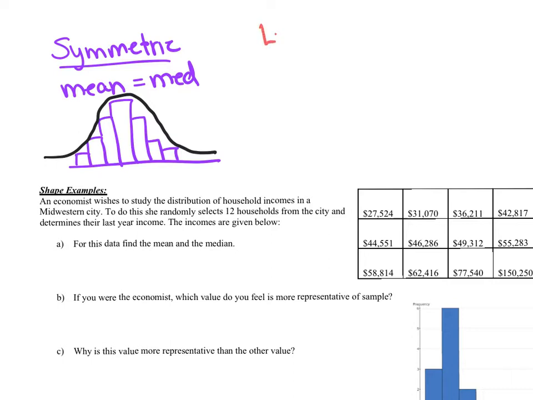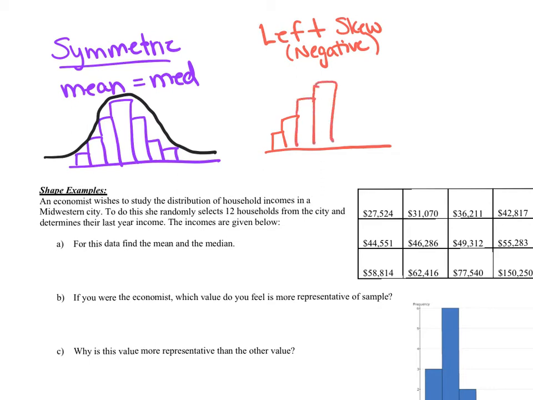The next shape is what we call when something isn't symmetric or it has a skew. The first is what we call left skew, also known as negative skew. And in negative skew, the shape of the distribution looks like this. And here you can see that if you put a curve over this, the tail on the curve is on the left-hand side. And in this particular distribution, the mean is less than the median.